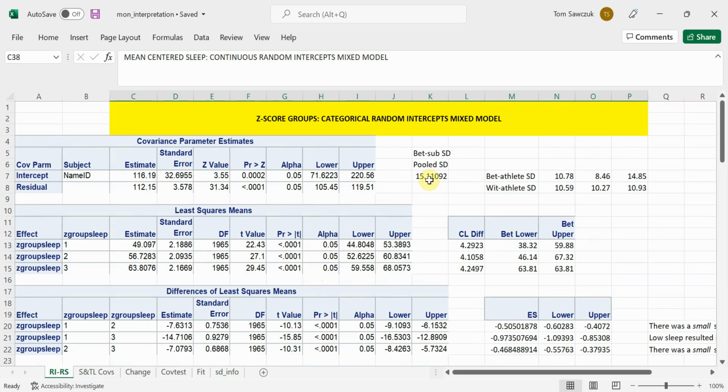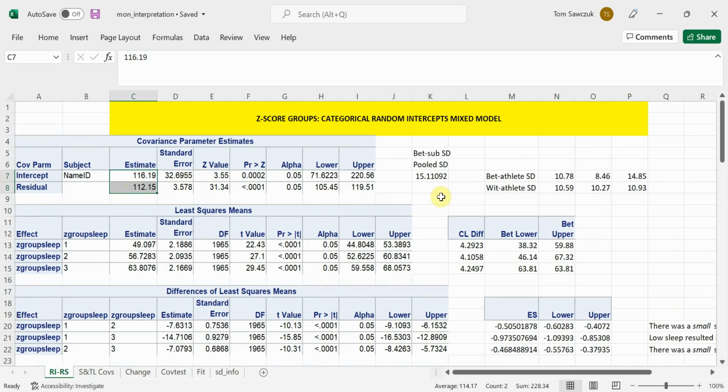So first of all, like last time, we have created the between subject standard deviation, or the pooled standard deviation, by square rooting the sum of these two estimates. And I've also just square rooted the estimate, lower and upper bounds for each row to give us a between athletes standard deviation and a within athletes standard deviation. So those two parts are broken down and this part is pulled together.